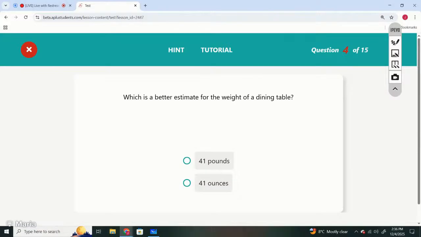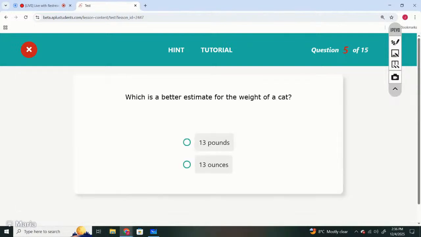Which is a better estimate for the weight of a dining table? The weight of a dining table would be 41 pounds. Option number one is the correct option. Which is a better estimate for the weight of a cat? The weight of the cat would be 13 pounds. Option number one is the correct option.